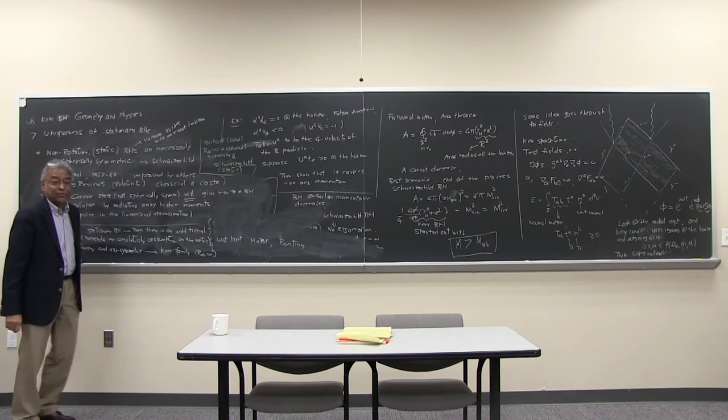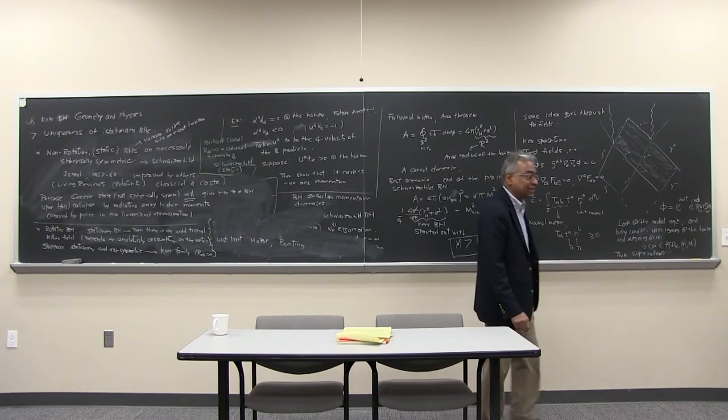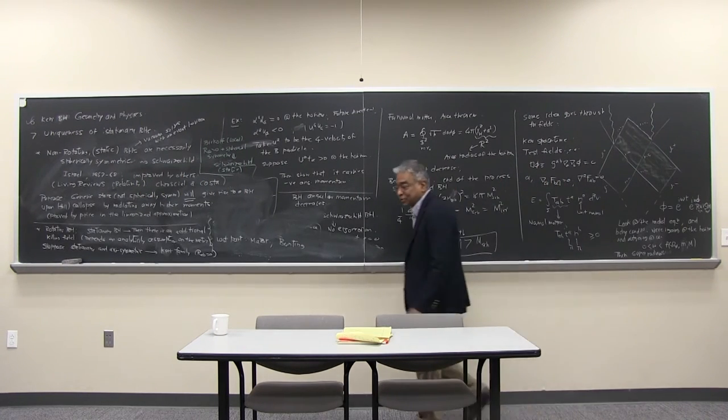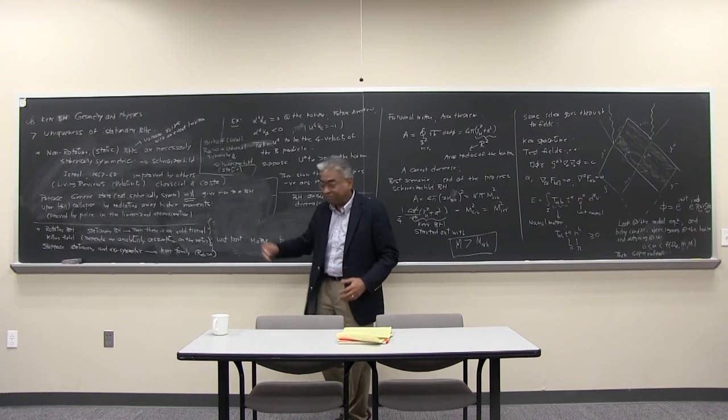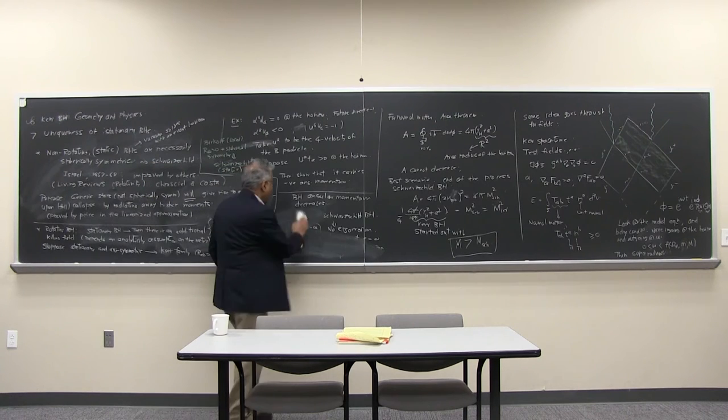And they were really graduate students. So, I mean, there are no good ideas. People have tried to look for such solutions. It's not so easy to find solutions which have a regular horizon, are asymptotically flat, and so on. But it's not ruled out, yeah.